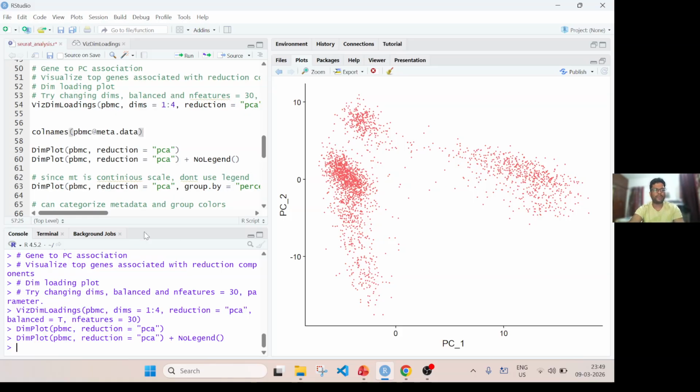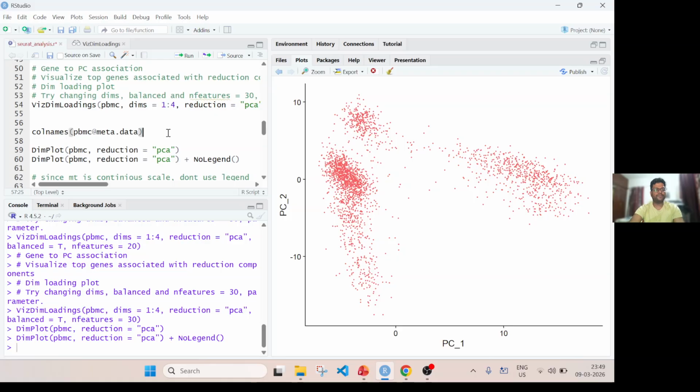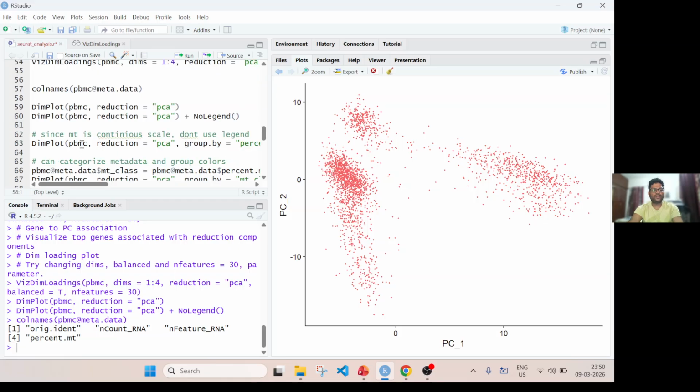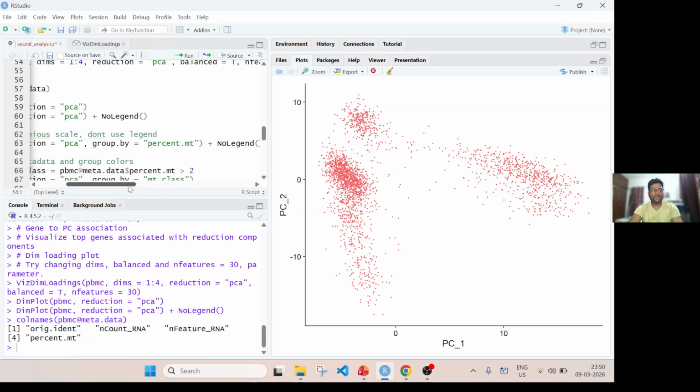Now, when you talk about metadata, what metadata do we have in the PBMC object? If you remember, when we did the QC, we have this information: number of counts of RNA, number of features of RNA, and percentage of mitochondrial genes. What you can also use is something called group by. So we are grouping the cells with respect to some metadata.